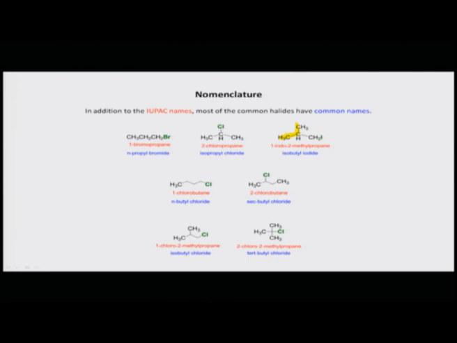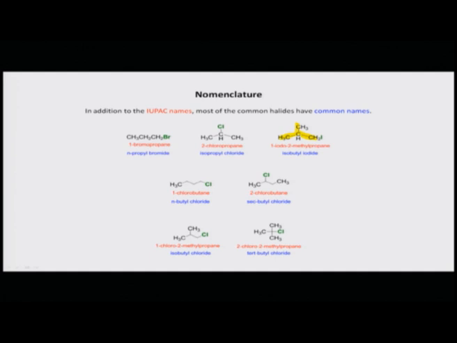So, therefore, the name of this compound would be 1-iodo-2-methyl propane. This is because, between the methyl group substitution, if I am assuming that this is the chain that I would like to go with, you see that I start with I, CH2, CH, CH3, and the second carbon atom has a CH3 group.